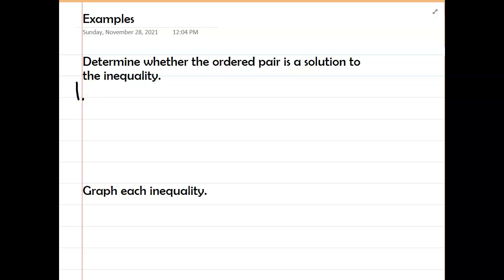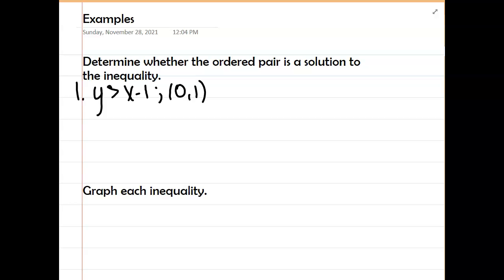So the first thing we're going to do is decide whether the ordered pair is a solution or not. So I'm going to give you an inequality. Let's say we have y is greater than x minus 1. There's my inequality. And we have the point 0, 1. What I want to know is, if I were to graph this inequality, would 0, 1 be in the shaded area? If it's in the shaded area, it means it's a solution. If it wouldn't be in the shaded area, it's not a solution.